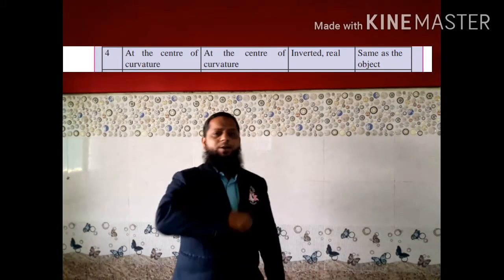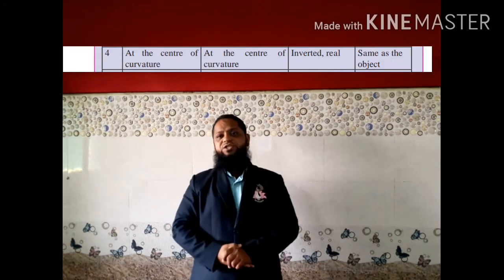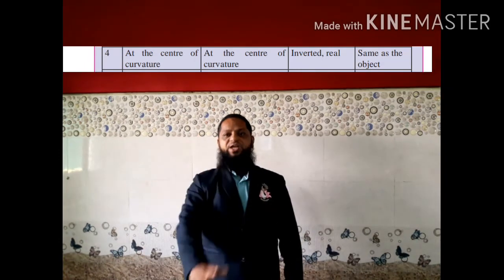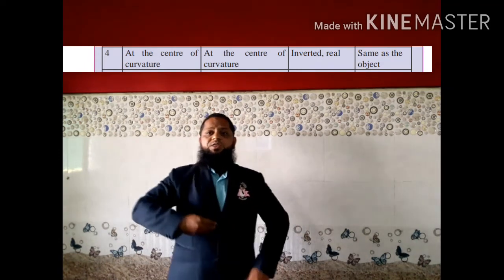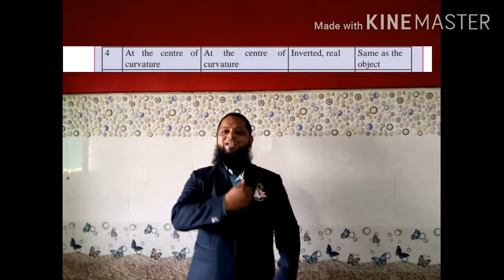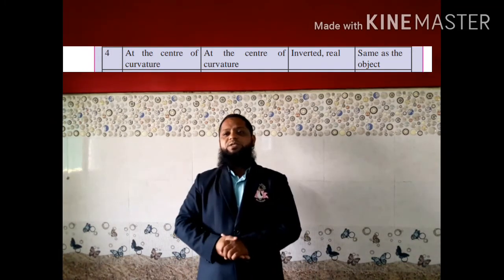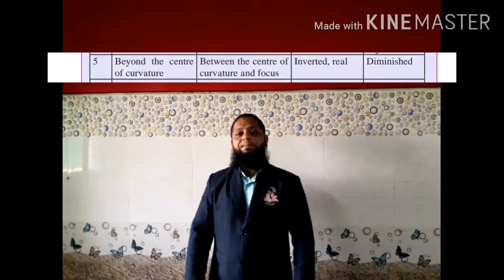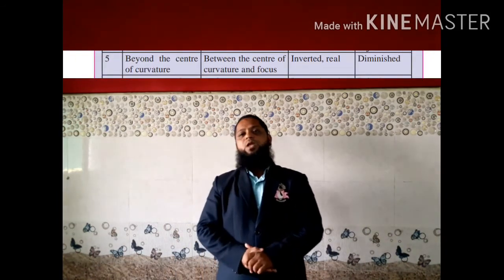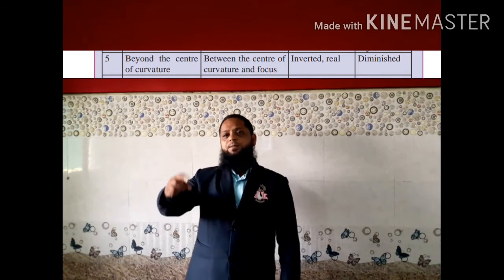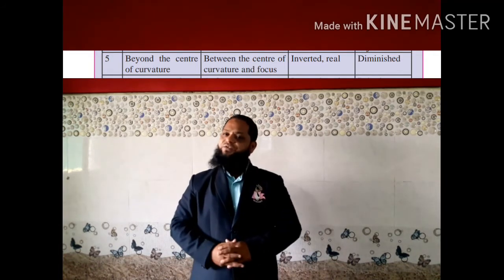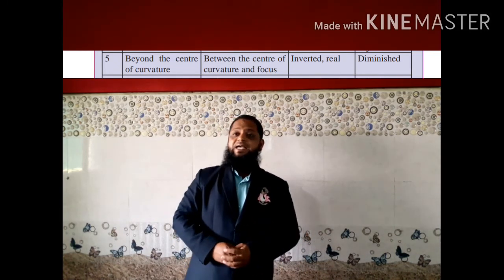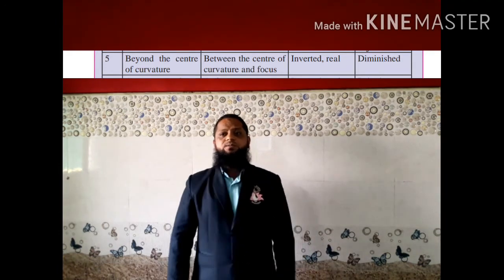If we place the object at the center of curvature, then the image formation will take place at the center of curvature. The image will be inverted and real. The size of the image will be the same as the object. If we place the object beyond the center of curvature, then the image formation will take place between the center of curvature and the focus. The image will be real and inverted, and the size of the image will be diminished.